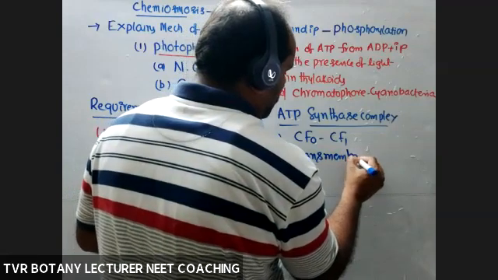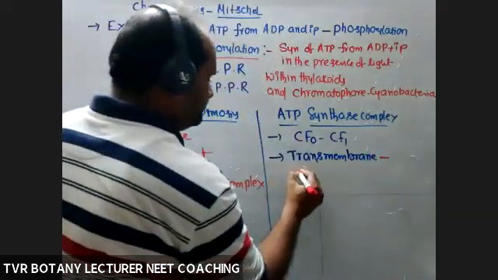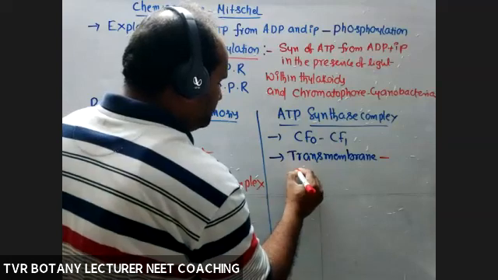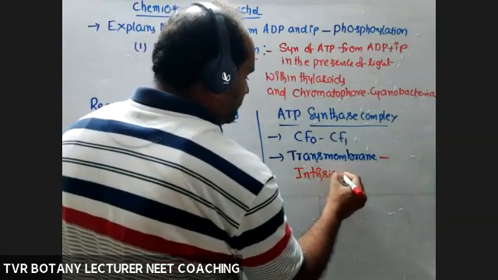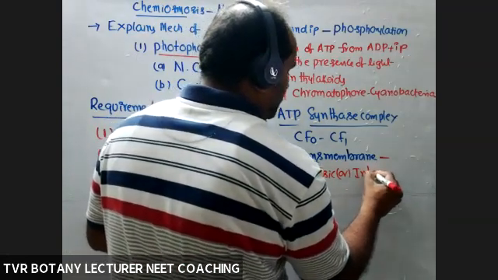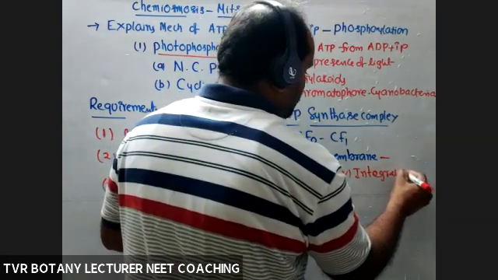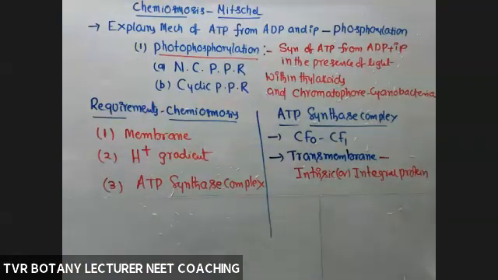Transmembrane protein. What is that transmembrane protein? Simply, it is an intrinsic or integral protein. Go back to plasma membrane, first year. Integral protein. Okay, so according to the fluid mosaic model, there are two types of proteins on the basis of ease of extraction. First year part. Intrinsic and extrinsic proteins, right?